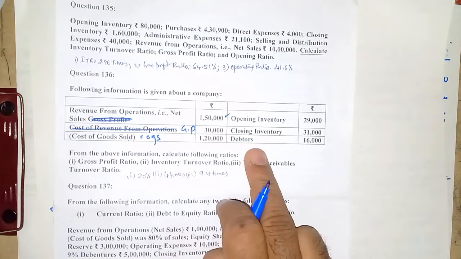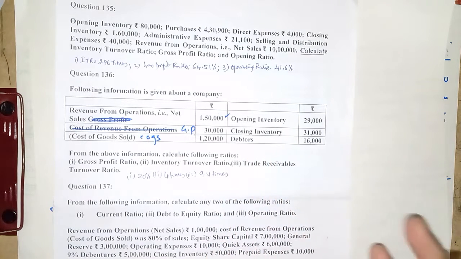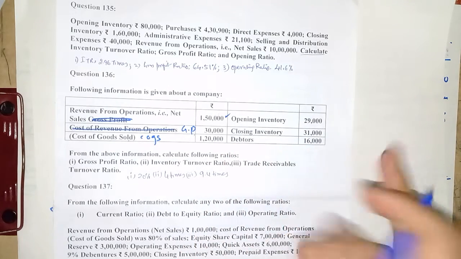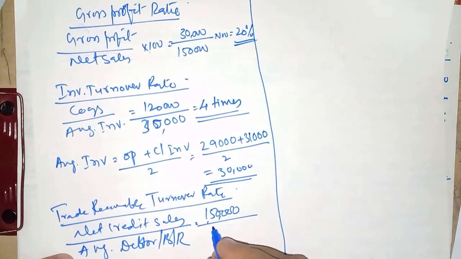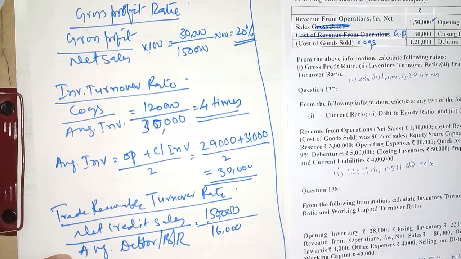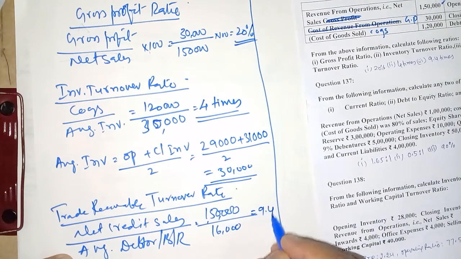But in this question, we have not provided any information regarding opening debtors, and closing debtors is not specifically given. Hence, this debtors is closing debtor, and this 16,000 itself will be considered as an average in the absence of information. Therefore, closing debtors is 16,000. So 1,50,000 divided by 16,000, 150 divided by 16 is equals to 9.37. So 9.4 we can say.